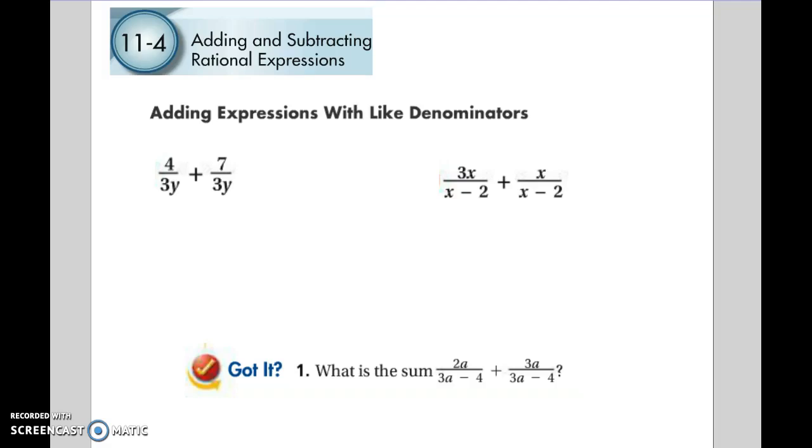So this is 11.4. We're adding and subtracting rational expressions. And basically, you're going to treat this just like a regular fraction. So in regular fractions, when you add and subtract, you have to have common denominators. Same thing with rational expressions. Notice how this is the same denominator.